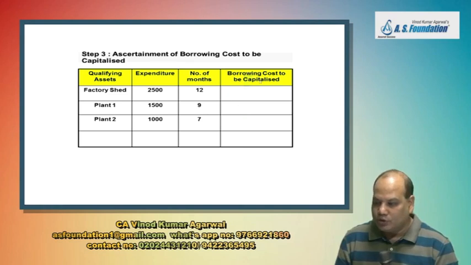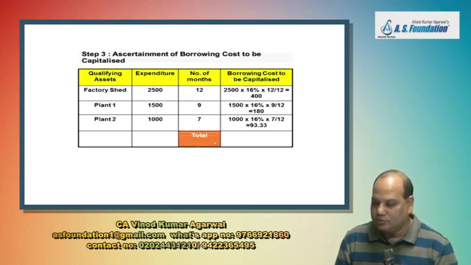How do you compute this column? Use the simple interest formula. 2500 into 12 by 12 into 16%. So that comes to 400. 1500 into 9 by 12 into 16%, 180. 1000 into 7 by 12 into 16% is 93.33.